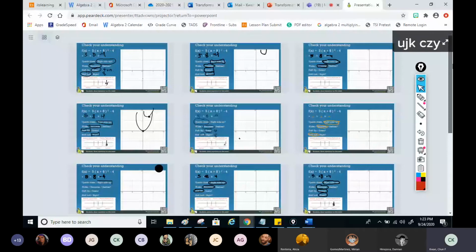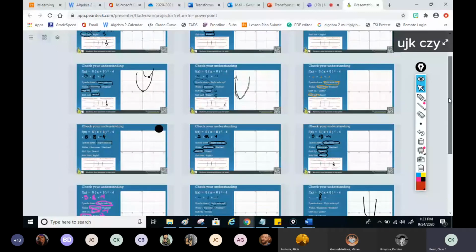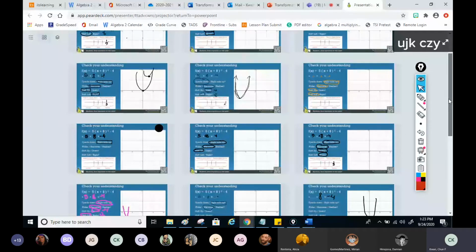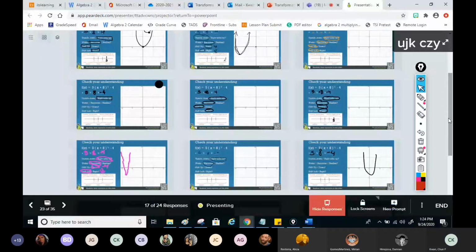All right, be careful on the left and right, okay? Be careful on the left and right because positive 8, it will go to the negative side, okay? So this is always tricky. Even I make mistakes sometimes. So horizontal transformation is opposite of what you think. If you see a plus, that means the graph is going to move to the left.